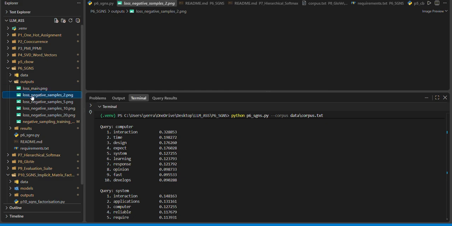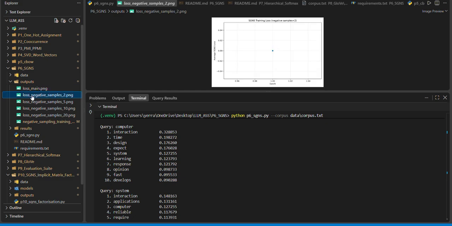The effect of negative sampling: with 2, 5, 10, and 20 negative samples for each setting, both training time and nearest neighbor quality are evaluated. Generally, increasing the number of negative samples gives the model more negative examples per training pair, which can improve the quality of the learned representation, but it also increases the computation.